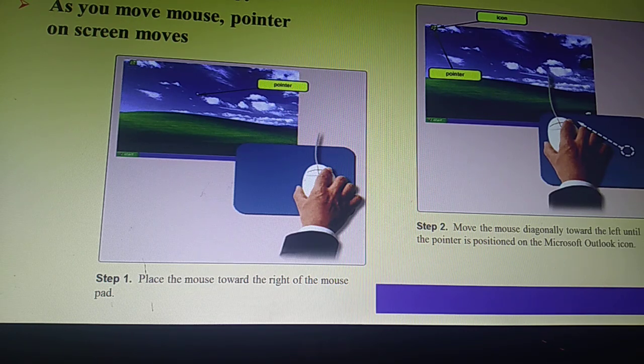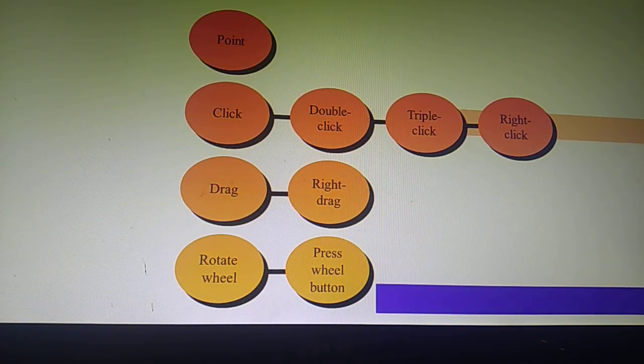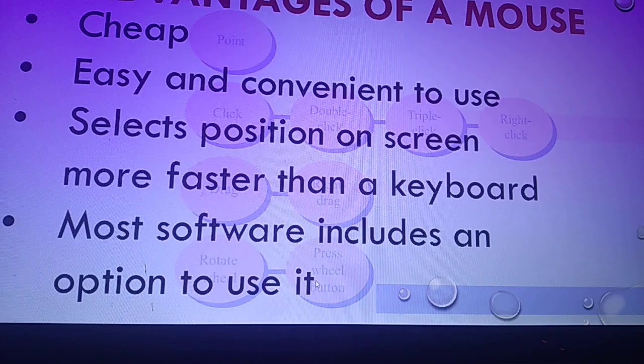Now, we also dealt with how you can be moving a mouse. You can either move it diagonally, you can move it to the right, you can click the left mouse button, you can click the right mouse button, and so on and so forth. These are the techniques that you're having in the mouse. If you can remember, we have the pointing, clicking, double click, triple click or right click. We have drag, drop. We have rotate the wheel, or you press the wheel button as you are using the mouse.